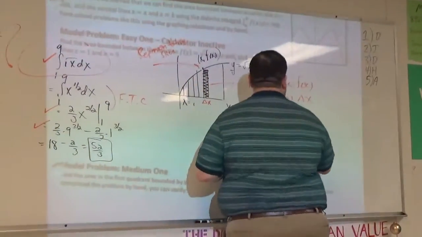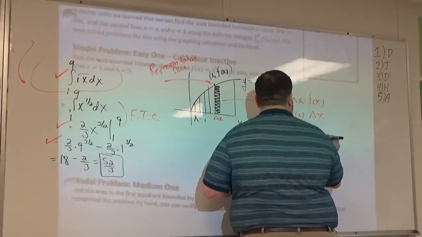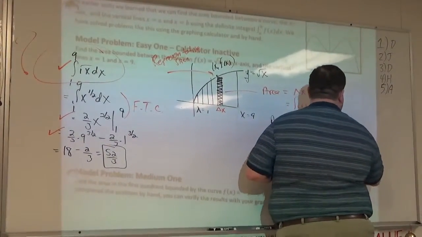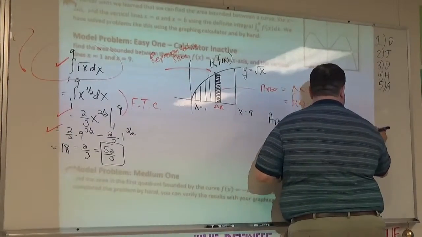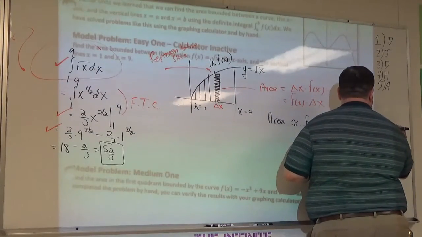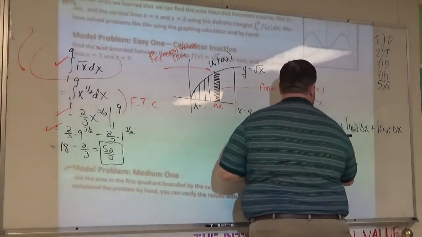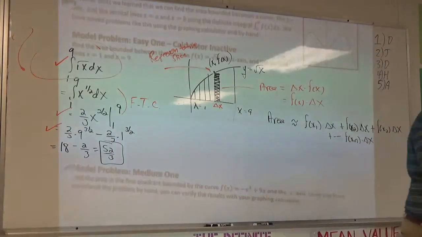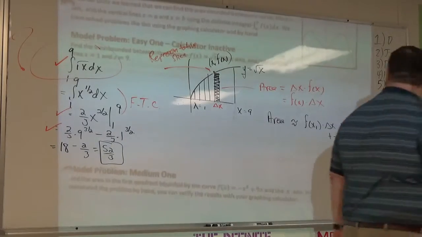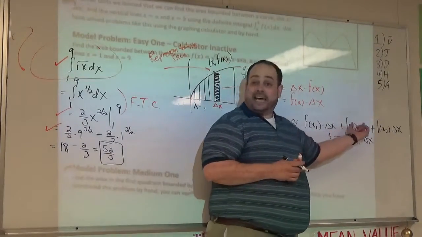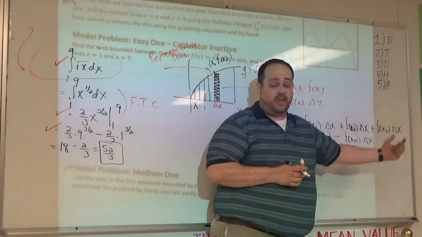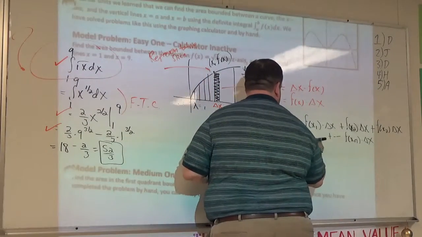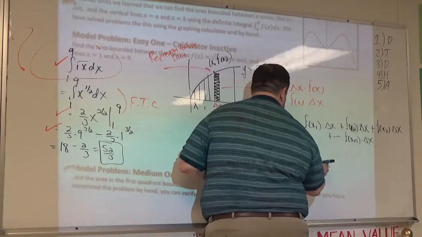We would say it's going to be like f of x1 times delta x, plus the area for my next rectangle times delta x, plus the area for my next rectangle times delta x. And I'm going to go all the way until I get to that last one. It's a height times a width, a height times a width, a height times a width. Because they all have the same pattern, there's a better way to write this. We use sigma notation.